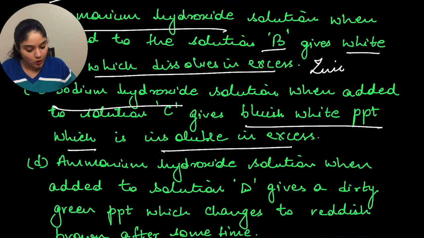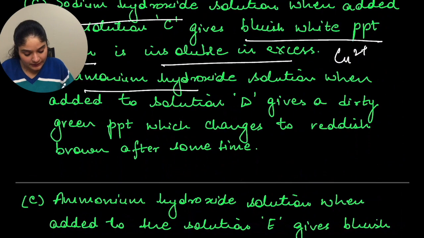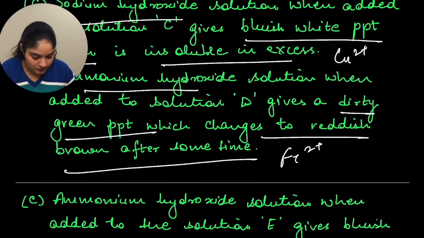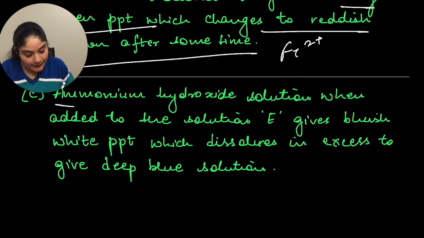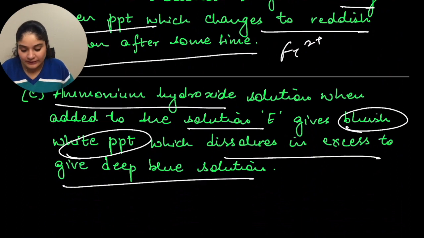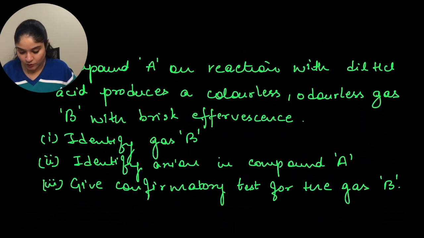Next is sodium hydroxide added to, okay, you get a bluish white PPT, insoluble in excess. They're talking about copper. Next question is ammonium hydroxide gives you a dirty green PPT, changes to reddish brown after some time. They're talking about Fe2+, ferrous ion. Ammonium hydroxide solution when added to solution E gives bluish white PPT which dissolves in excess and gives a deep blue solution. They are talking about cupric. So Cu2+.